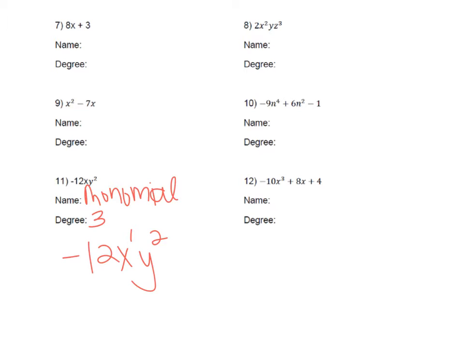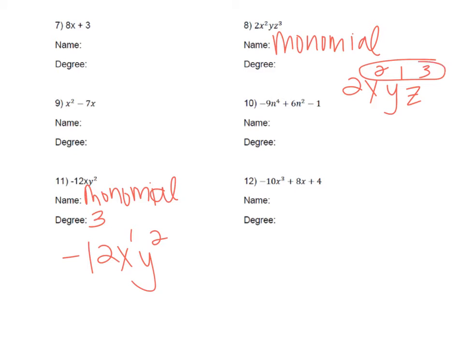I know that one's a little confusing. Same thing with number 8. Because this is a monomial, and it has more than one variable, I have to add up all the exponents. So this is 2 times x squared, y to the first power, and z to the third power. So I need to add up 2 plus 1 plus 3, which would give me a degree of 6. You only do that whenever you have more than one variable in a term.